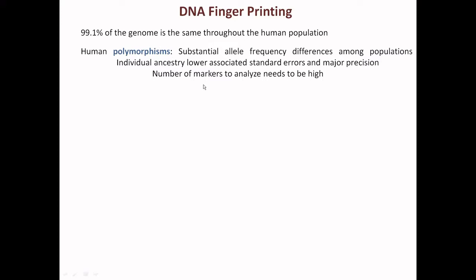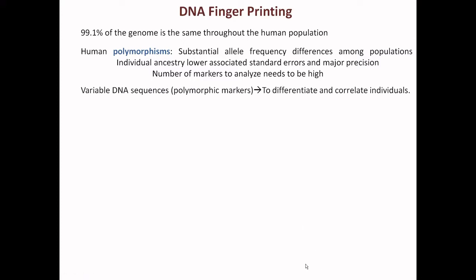genome polymorphism. The number of markers to analyze needs to be very high for making human polymorphism a standard in identifying individuals. So there are variable DNA sequences, the polymorphic markers, to differentiate and to correlate individuals. That is the center of the studies, or the focus of this lecture.